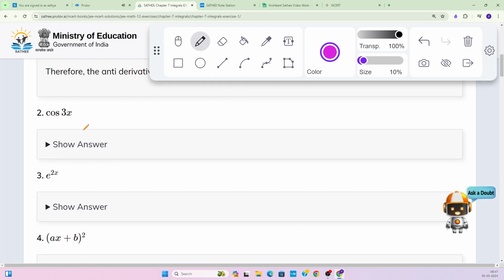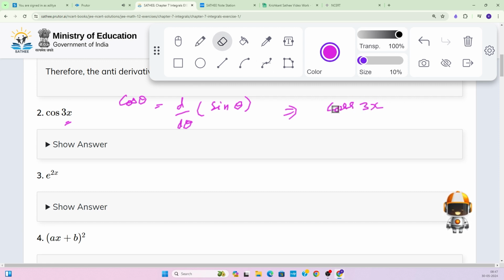The same approach we will be applying here. So now take it as cos theta. You know the derivative of what function gives you cos theta? The sine theta. But in place of theta, I want 3x. So replace it. This means cos 3x. Okay, clear?